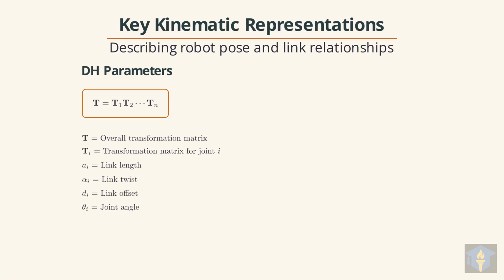The parameter a sub i denotes the link length, representing the distance between joint axes. Alpha sub i is the link twist, describing the angle between successive joint axes in the robot. D sub i is the link offset, which is the distance along the joint axis between common normals. And theta sub i represents the joint angle, defining the rotation about the specific joint axis.